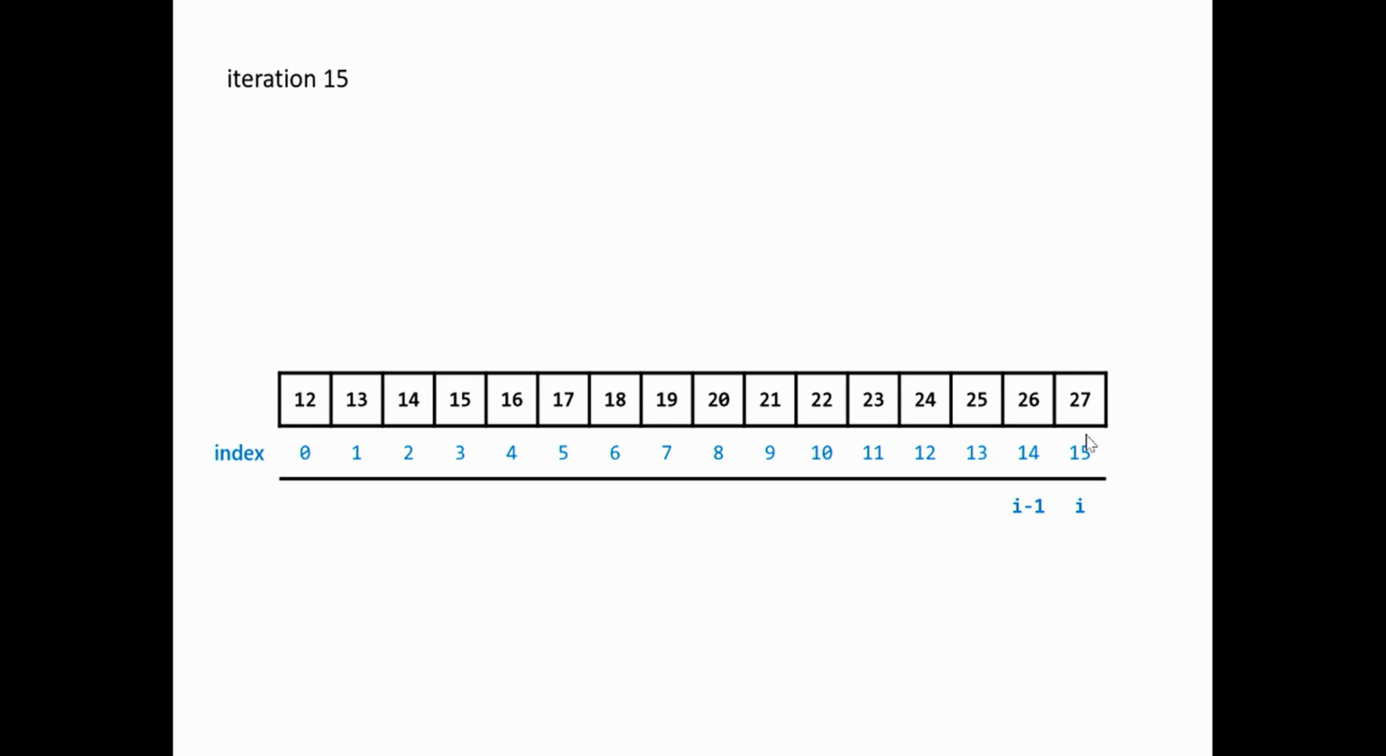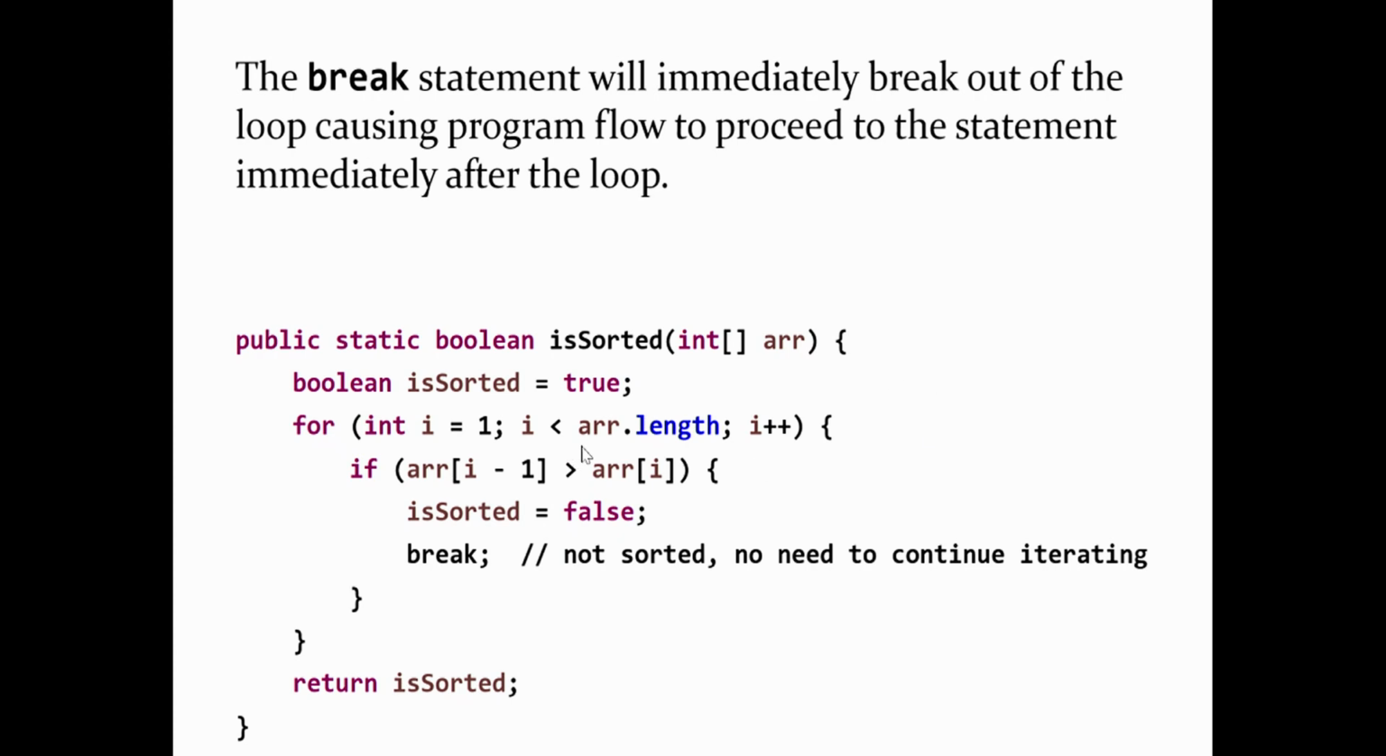Now, when you hit the last element in the array, at the next loop iteration, the value of I will be 16. 16 is not less than the length of the array, so the loop stops. Again, the break statement will break you out of a loop. So that break statement there breaks you out of this for statement here, and you end up down here, just like it does in Python.